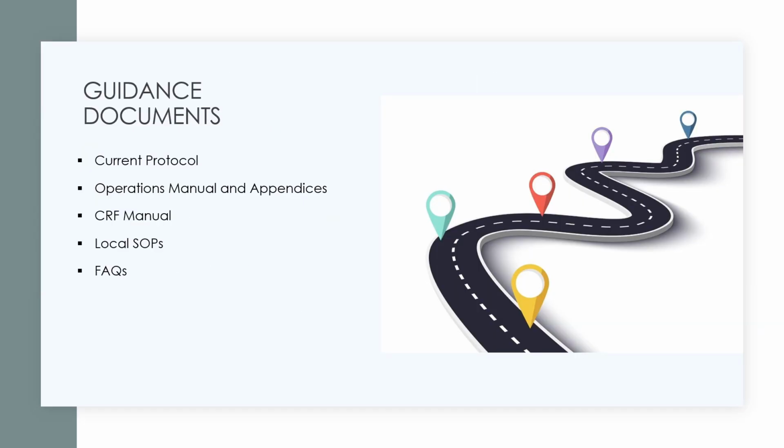Let's start with the guidance documents. For this study, there are three main guidance documents provided by the lead team. Those are the protocol, the operations manual and its appendices, and the CRF manual, all of which are posted on the CTN TPR website. In addition, each site has a group of local SOPs that have been reviewed and approved by the lead team. Now that this study has started, we periodically post questions from sites and the answers in our FAQ document.